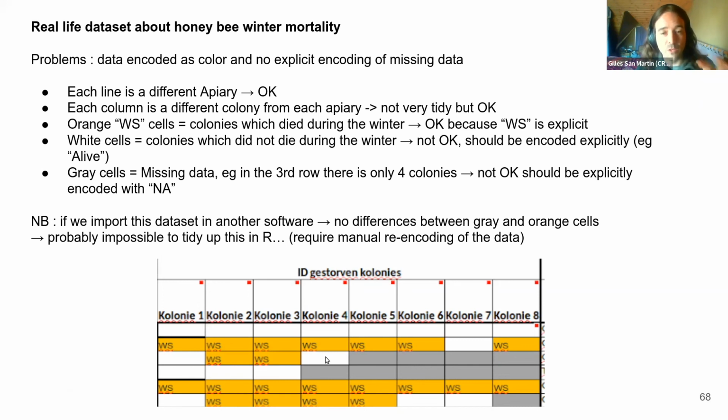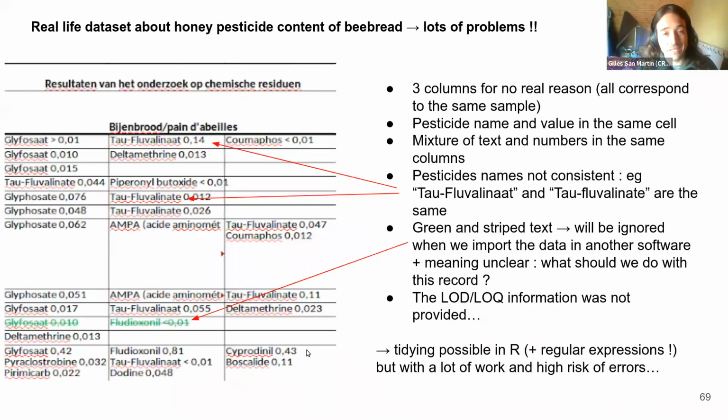The problem is that when you export this data to another software, the color information will be lost. And so it will be impossible to make the distinction between white empty cells and gray empty cells. And this is impossible to correct in R, for example. The only way is to re-encode all the data and complete all the cells. So this really should be avoided. This is another example. It's the same data set. Basically, it was really a very bad data set. There are plenty of errors in this case.